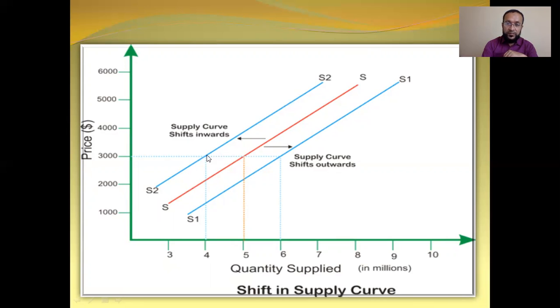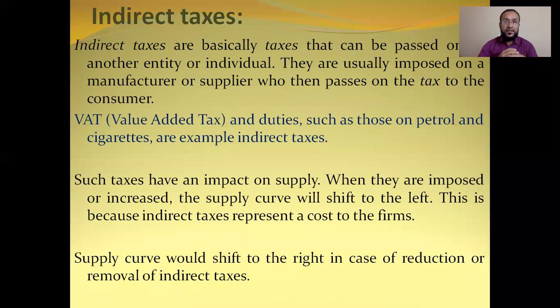So an inward shift or leftward shift of the supply curve will occur if there is an increase in cost of production, and if there is a decrease in cost of production, there will be an outward or rightward shift in the supply curve. So this is how cost of production influences or causes the shift of the supply curve to right or left. So now let me turn to the next factor, indirect taxes.